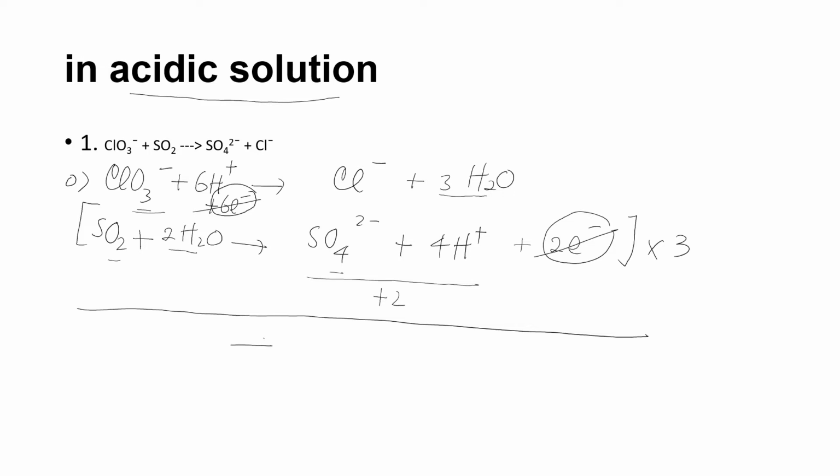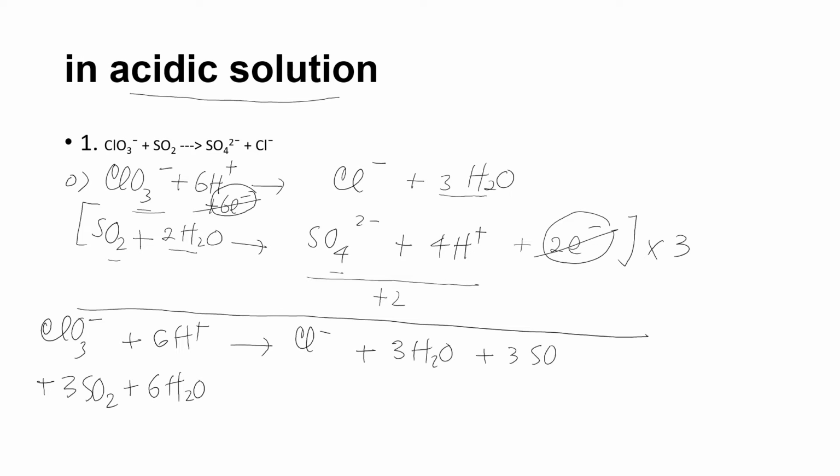Then we write on the left hand side we have ClO3 minus plus 6H plus 3SO2 plus 6H2O. On the right hand side you have Cl minus plus 3H2O plus 3SO4 2 minus plus 12H plus.